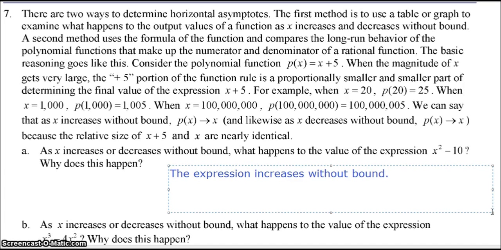The book says that x squared minus 10 gets closer and closer to x squared, which is true. I'm just going to read this explanation. If you look at a table of those values, you can see that the ratio of those values approaches 1 as x goes to positive or negative infinity. And if you graphed the two functions, you'd see that if you zoomed out, eventually it would be hard to notice a difference between them.